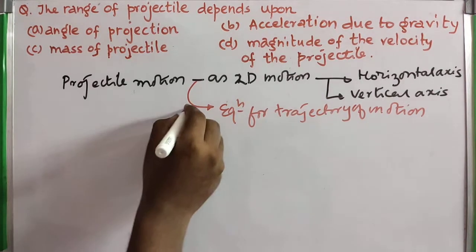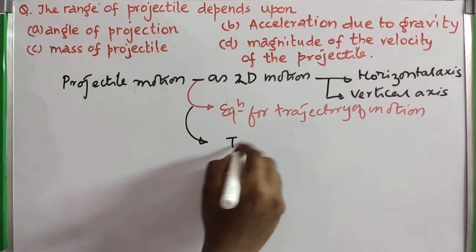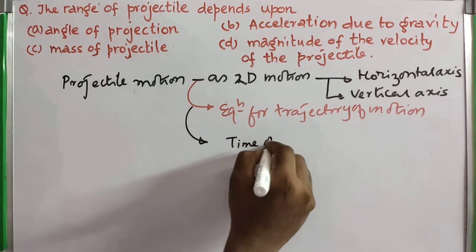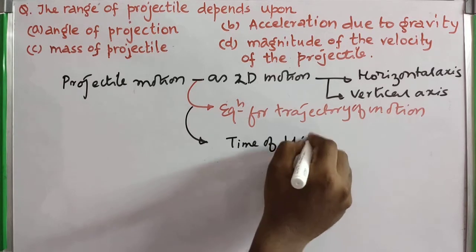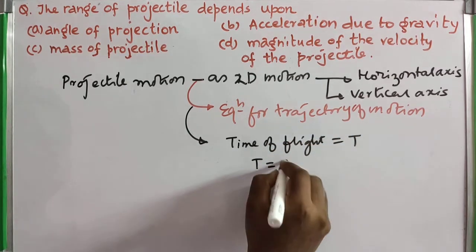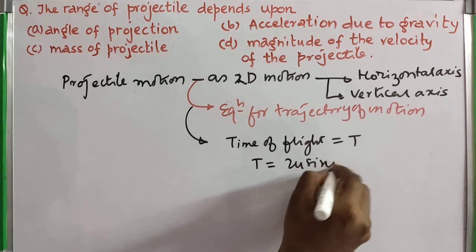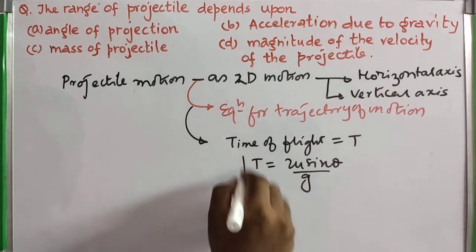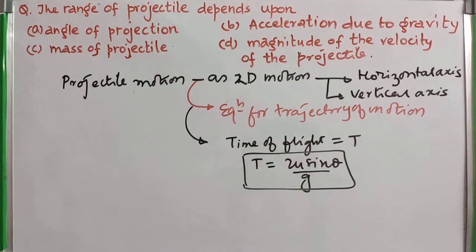Then we derived an equation for time of flight. Time of flight, we represented it with a capital T, and capital T is equal to 2u sine theta by g, which we got in the last discussion, and we solved a very simple question: what are the factors on which the time period depends?